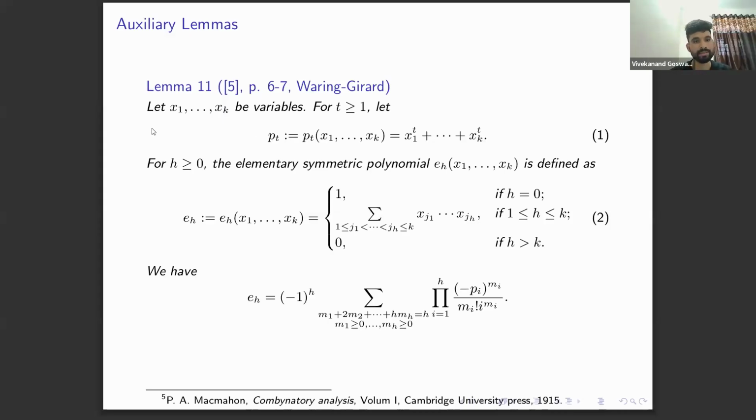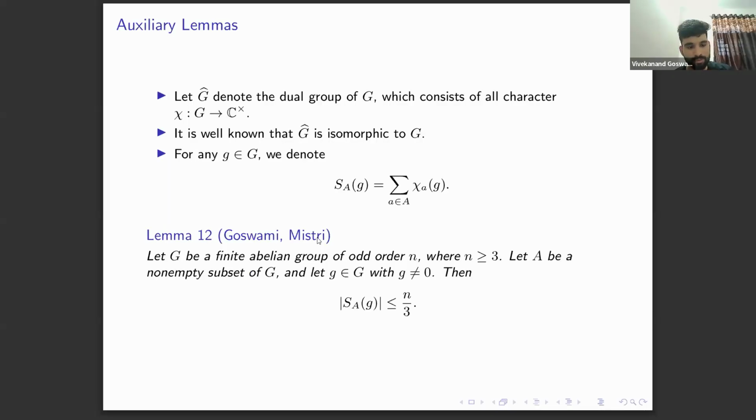Let x_1 up to x_k be variables, and for t greater than or equal to 1, let p_t equal x_1^t plus up to x_k^t. For h greater than or equal to 0, the elementary symmetric polynomial e_h is defined as 1 if h is equal to 0, this summation if h is between 1 and k, and 0 if h is strictly greater than k. Then we have this identity, where e_h can be written in terms of these p_i. We prove this.